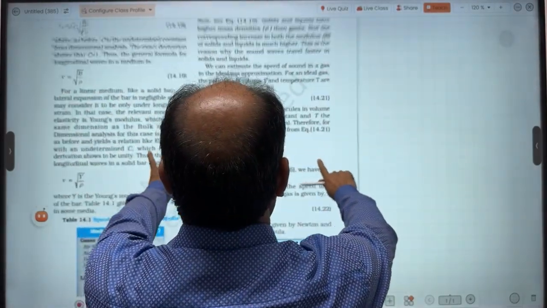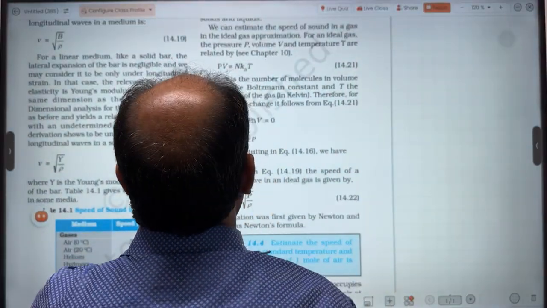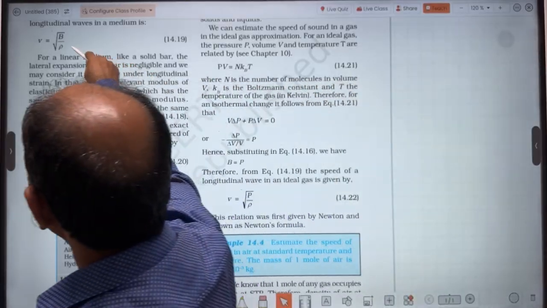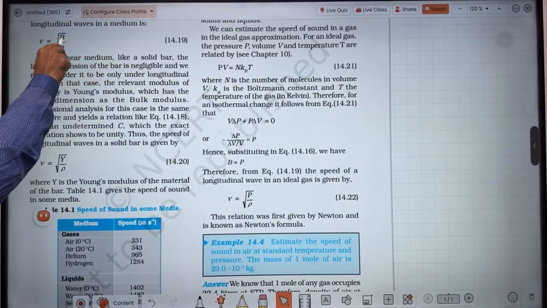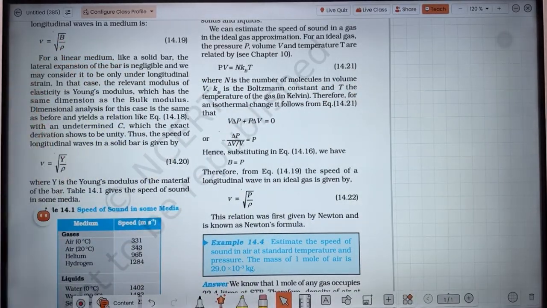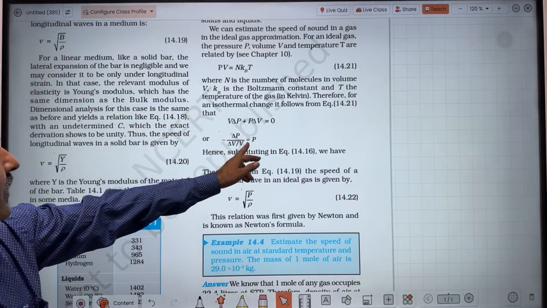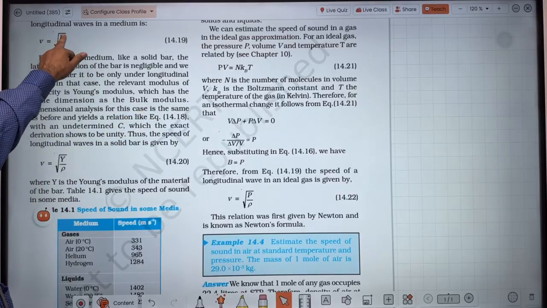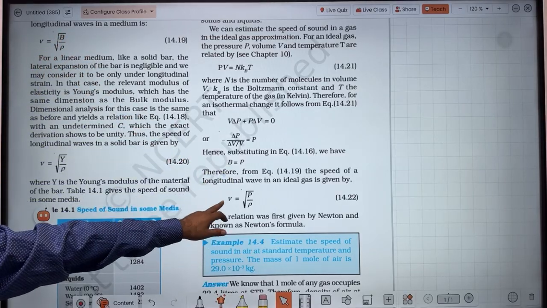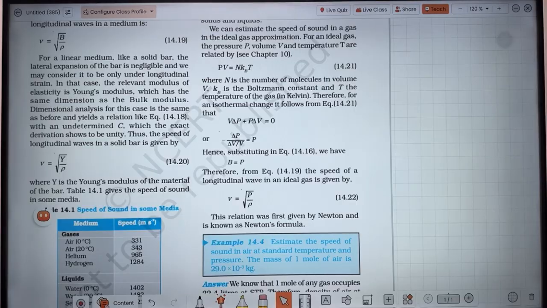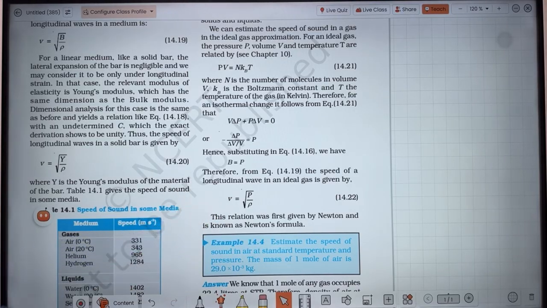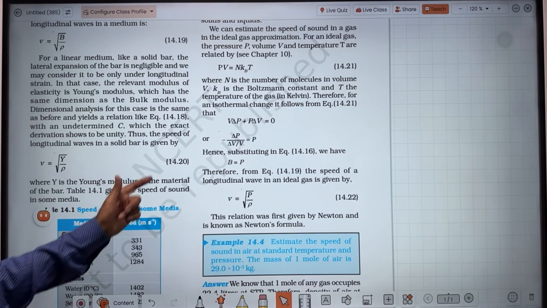Here the expression is given that v equal to, here what we have derived, v equal to B upon rho, B is bulk modulus divided by rho. Later on we establish that P equal to B. So here in place of B we write P, pressure. So v equal to P upon rho, and then we can put the values and we will try to get the result, and this result will not match with the practical value.